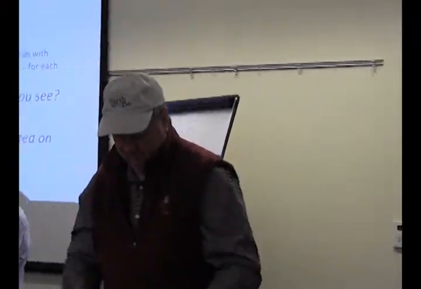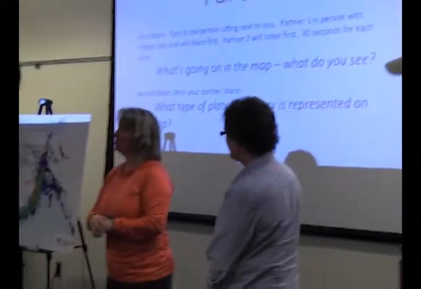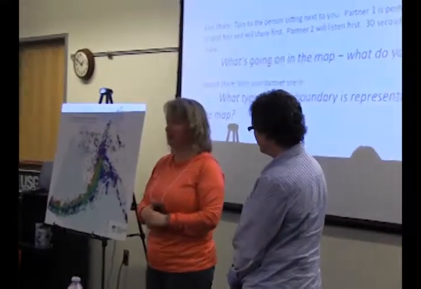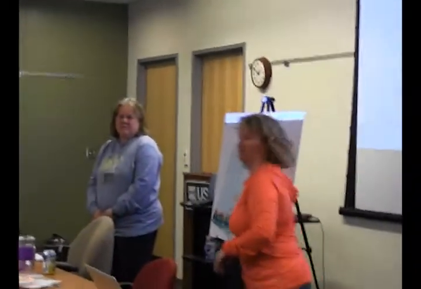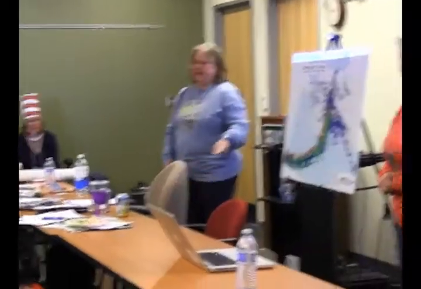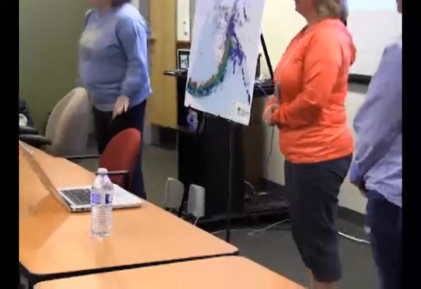So out of those four choices, partner one, would you turn to partner two and tell them which of those you think is going on in our map here of Alaska? And why? Think about why you think that. What kind of clues can you tell from that map? So partner one, go.